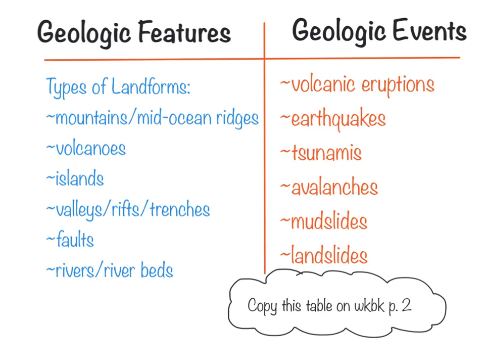Geologic events are things we can't really predict. So volcanic eruptions, earthquakes, and tsunamis, which we can predict because they're formed from earthquakes, but we don't get a whole lot of warning. Avalanches, mudslides, landslides. So right now I would like you to hit pause and copy this into your workbook on page 2.